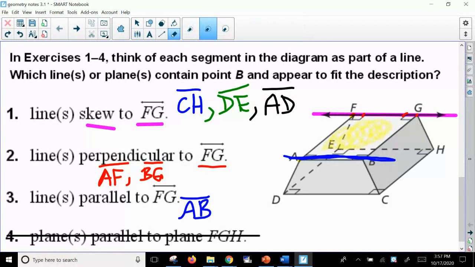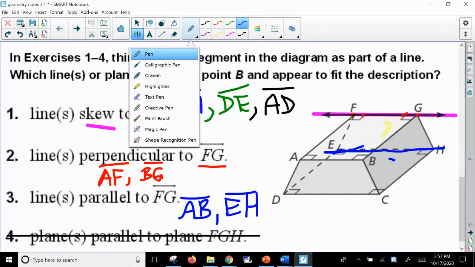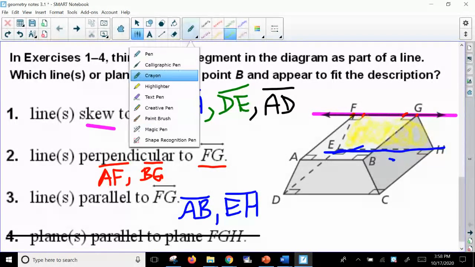Also, let me erase some of this stuff here. So check out line EH down here. EH is also parallel to FG. They are both laying on the same plane. The plane that they're on is the back of the box. See that? This plane right here. So they're both laying on the same plane, which is the back panel of the box. Okay? All right, let's move on.